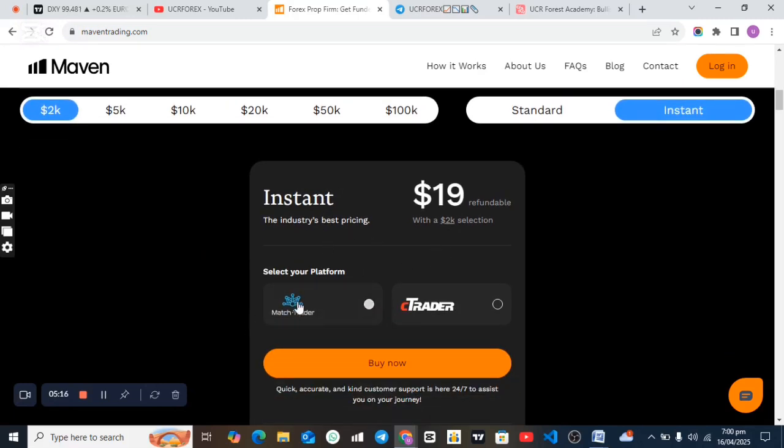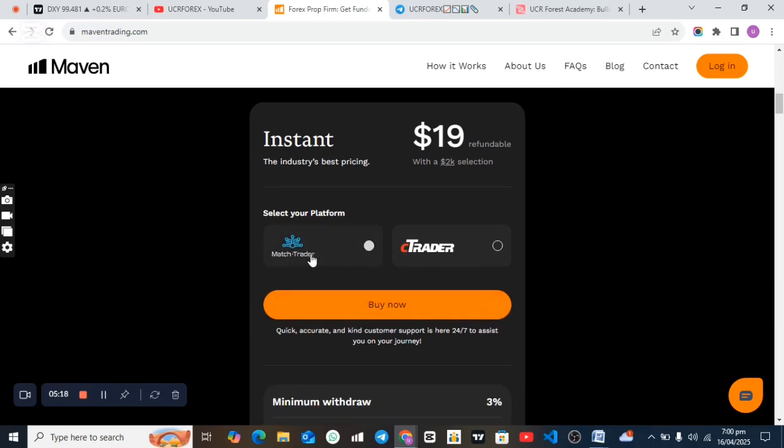We have number one. First, you need to understand that Maven has two trading platforms. The first platform is Match Trader. The second platform is cTrader. Each time you select an account under Match Trader, it's going to be very, very cheap. As you can see, this 2K account is sold for just 19 USD on Match Trader. But if you go to cTrader, that is going to more than double.